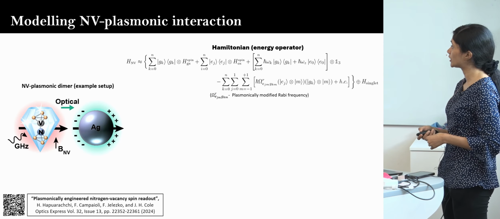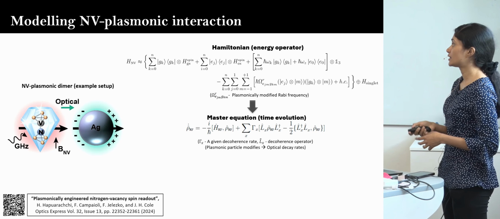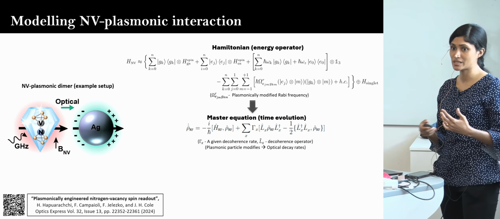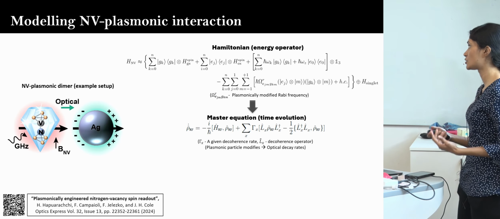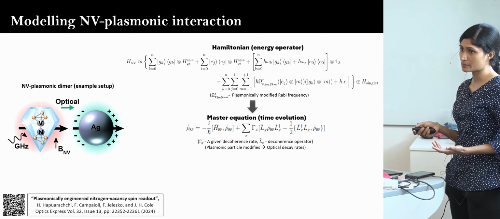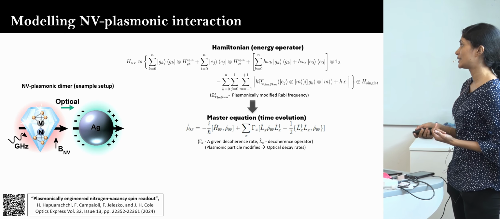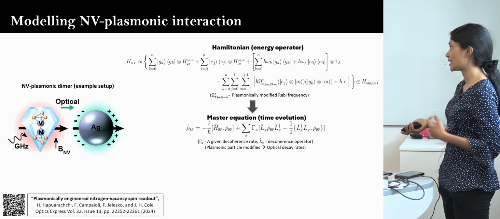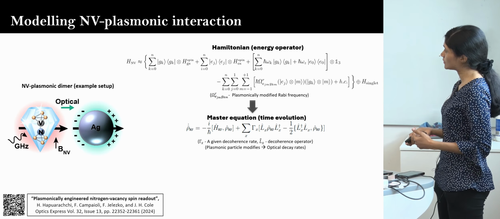And then we look at the NV center as an open quantum system that evolves in time with its quantum properties gradually fading away because of its interactions with the environment. And we do this in what's called the Lindblad formalism. And the role of the plasmonic particle here is that it changes the optical decay rates of the NV center, and we take that into account when solving for the system.